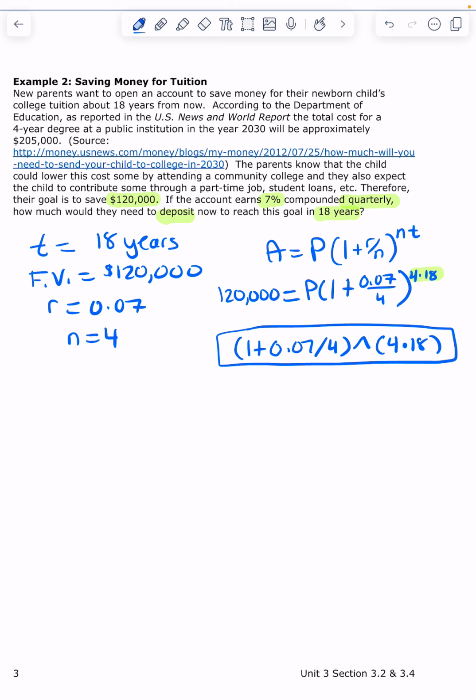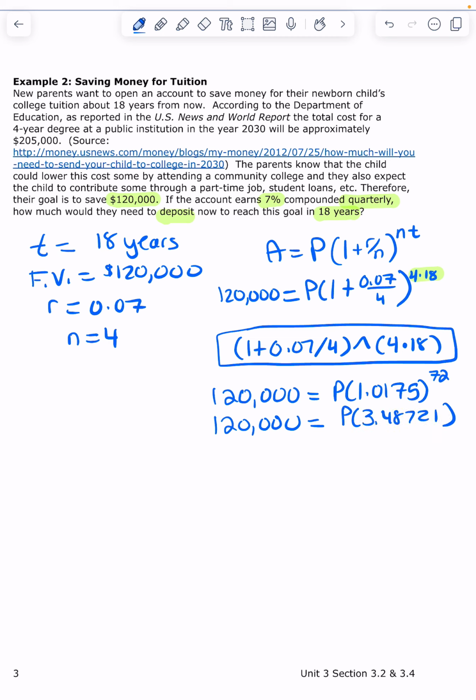So after I press enter on the calculator, it tells me that that part of it is 1.0175, and that it's raised to the 72 power. Actually, I haven't completely computed it yet. So if we just do the inside of the parentheses first and then do the exponent. If you went ahead and did the calculator part, then you probably got 3.48721. So just be careful here.